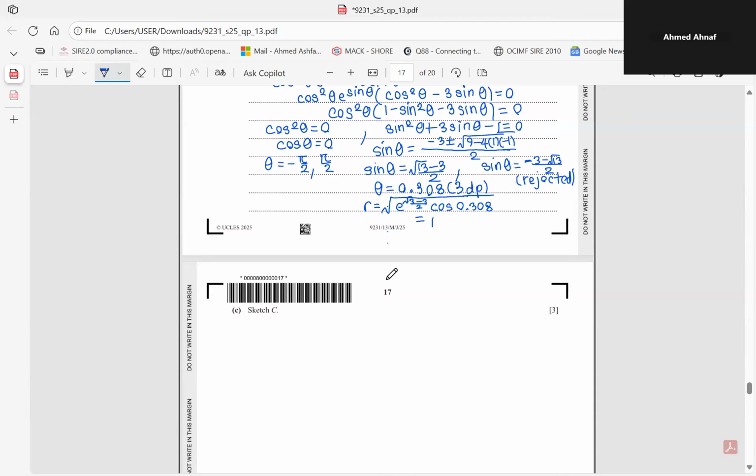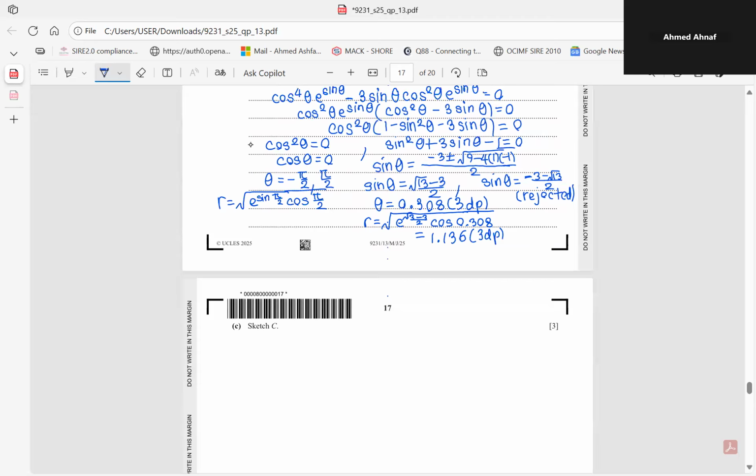So this is 1.136 to 3 dp. And for this one, it's just going to be r = √(e^(sin θ)) cos θ, with θ = π/2. So cosine π/2 is 0, so this is just going to be 0. So it's basically at the pole. So hence our final answers are r slash theta.